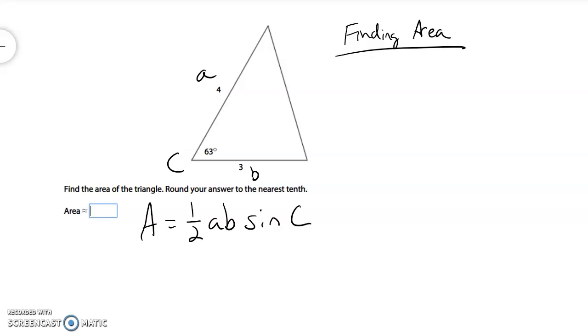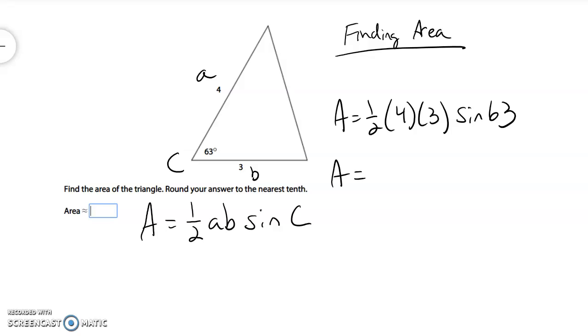So our formula is area is 1/2 of a, which is 4, times 3 times the sine of 63. After plugging that into our calculator, we should get an area that's equal to, rounded to the nearest tenth, 5.3.